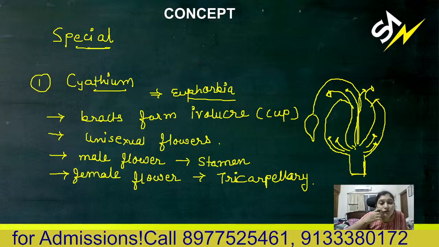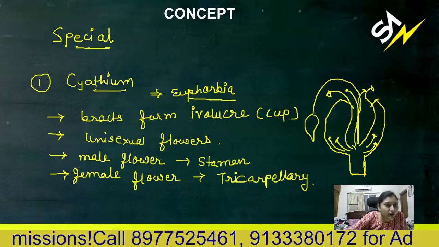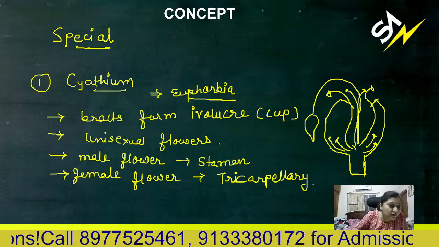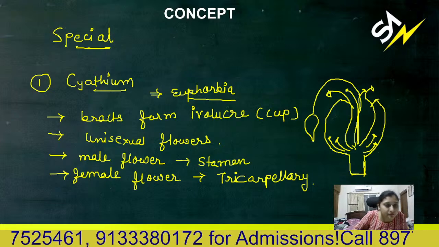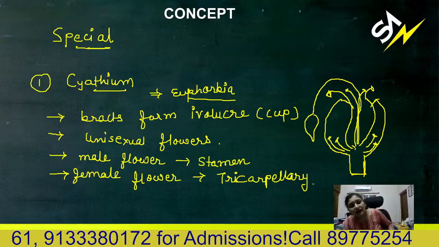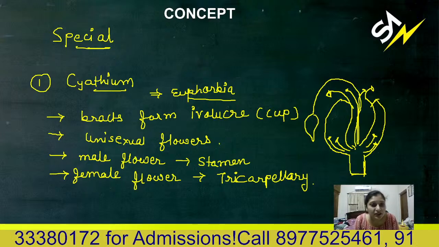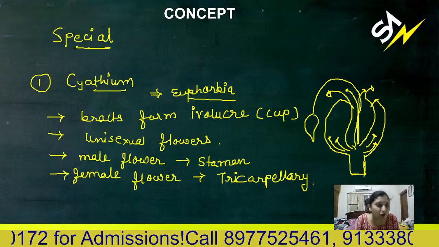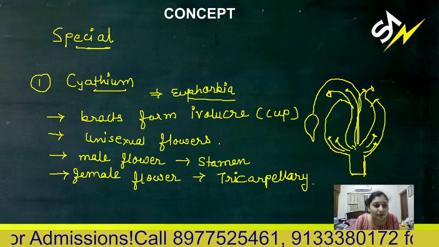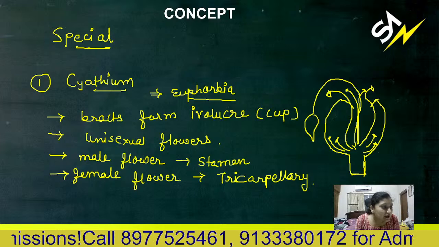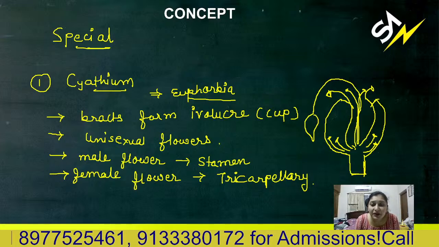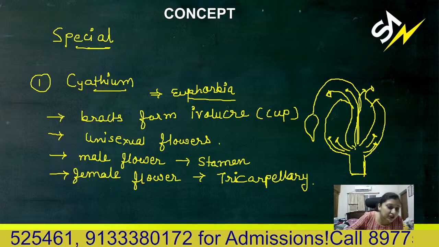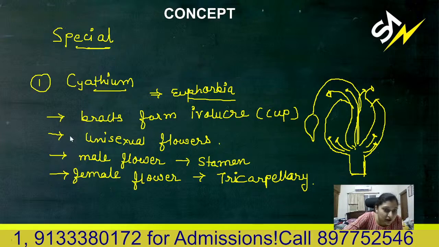Now, the most important point, that is special types of inflorescence. In that, first is cyathium. An example of this is the Euphorbiaceae family or Euphorbia. So what happens here? Bracts form the involucre. See, involucre means a cluster of bracts. But here this involucre is forming a cup-like arrangement.